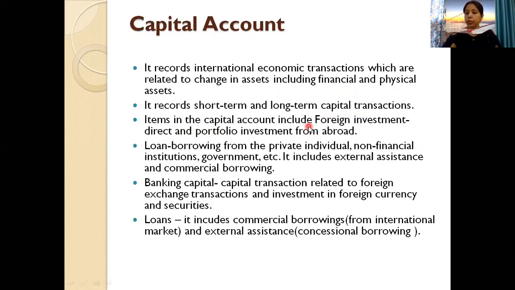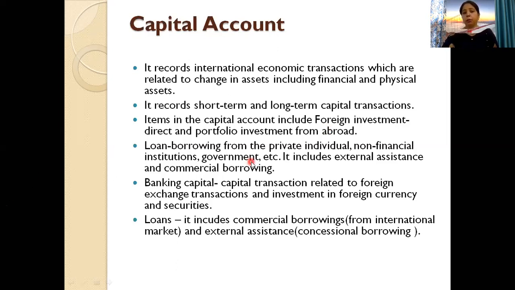Items in the capital account include, number one, foreign investment, that is a direct investment which is made in our country, right? And next is the portfolio investment from abroad. Foreign direct investment means the person who is investing in our country has total control over the assets and has the managerial powers. That means he will control that firm or industry. While in the portfolio investment, they only invest in the shares of that firm or industry, so they don't have managerial powers.